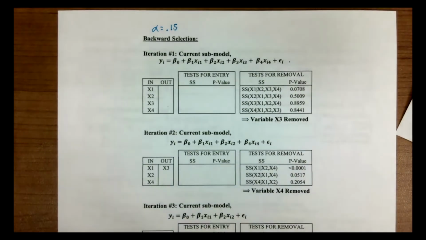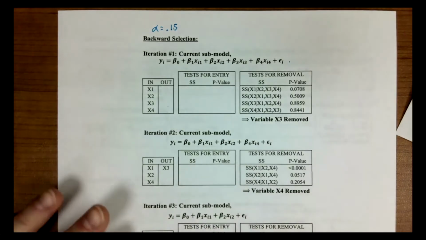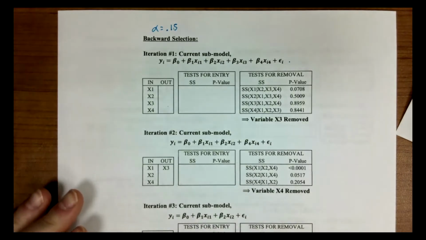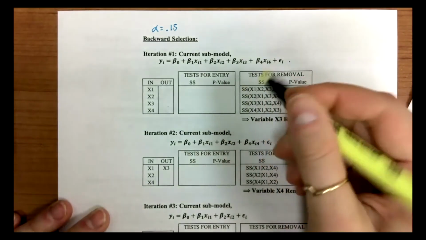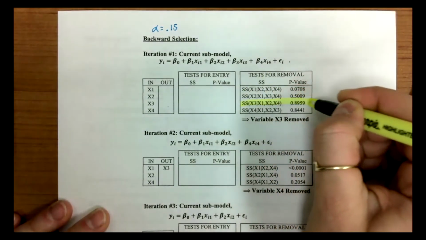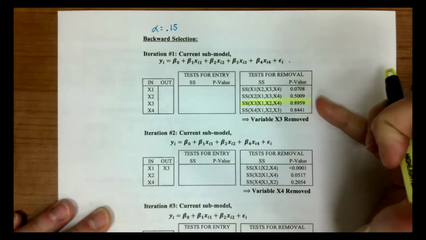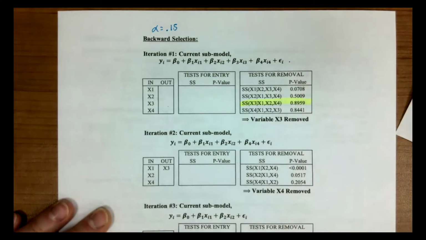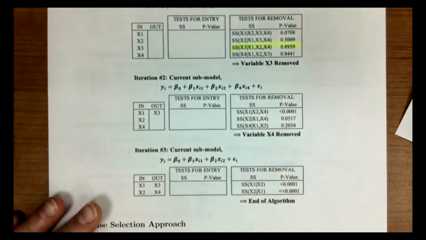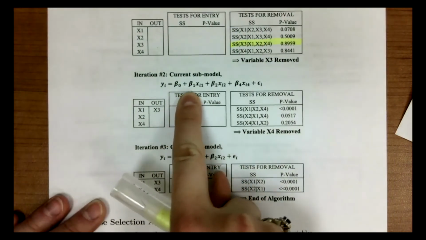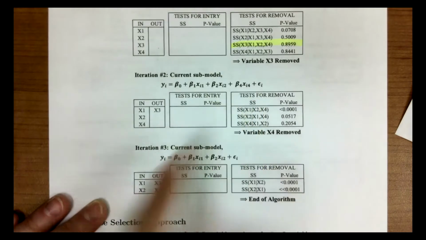We notice that here, we want large p-values. We want to be able to kick certain variables out of the model. So in this case, our x3, given everything else, this value right here, is our largest. And so we're going to remove x3 from our model. Then we're left with a model with our beta 1, beta 2, and beta 4 in it.